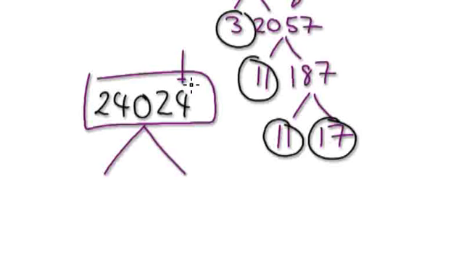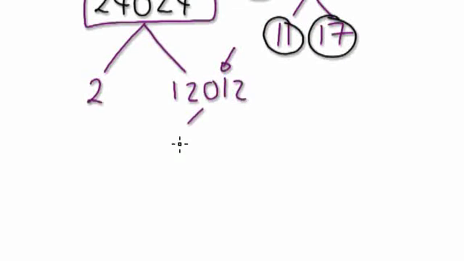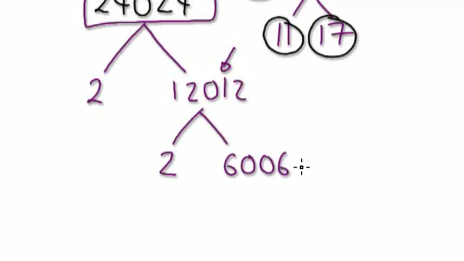So well, even number here. So I'm going to break it up as a 2. So 2 here. So that would be 1, 2, 0, 1, 2. Okay. So now it's an even number. So let's break it up even further with a 2. 2. So that would be 0, 6, 0, 0, 6.